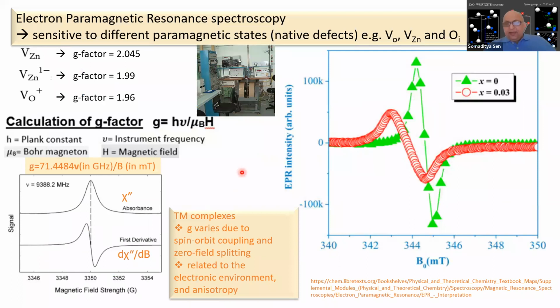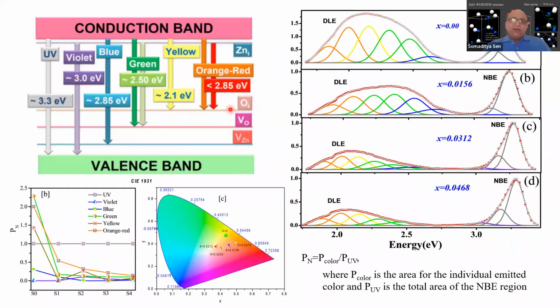Now, as I said, the oxygen vacancies are very well probed by luminescence. So we can see the green luminescence here. Whenever we see green luminescence, we say, okay, this material is deprived of oxygen. Whenever we see red luminescence, we say, okay, there is an excess of oxygen, so there is more oxygen interstitial.